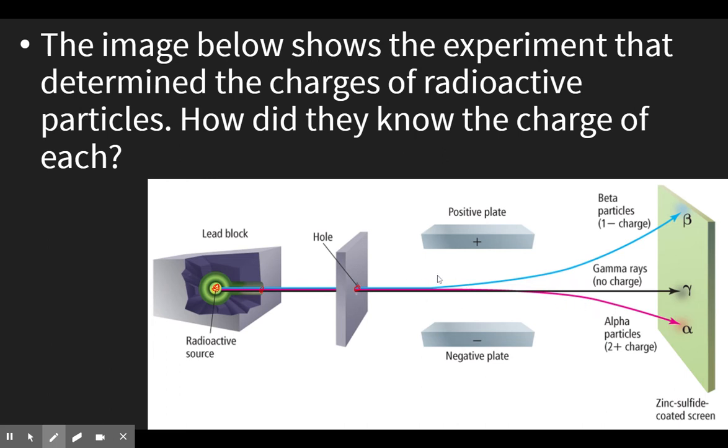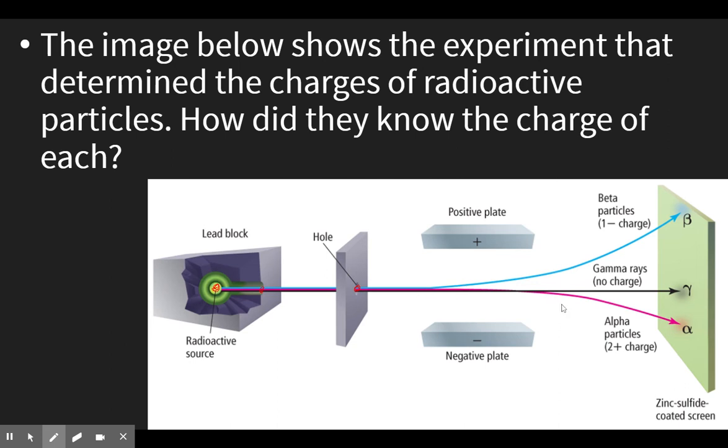You have a beam of radiation, and you can manipulate that beam. And so, what they did in this experiment is they actually put magnetically charged plates, the positive one on the top, the negative one on the bottom, on either side of this beam of radiation. And then they charged these things.